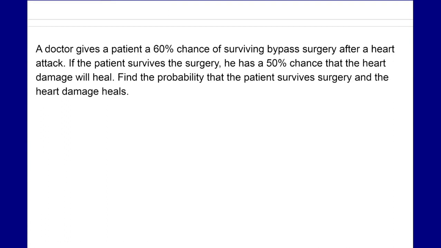A doctor gives a patient a 60% chance of surviving bypass surgery after a heart attack. If the patient survives the surgery, he has a 50% chance that the heart damage will heal. Find the probability that the patient survives and the heart damage heals. Similar to the last one, I recommend pausing the video and trying this question on your own to review.